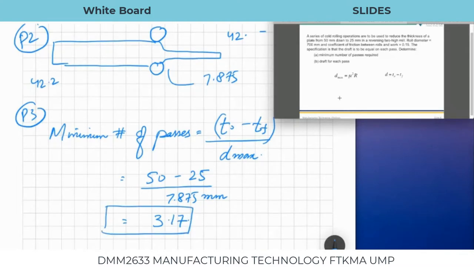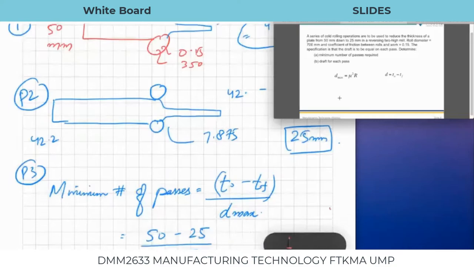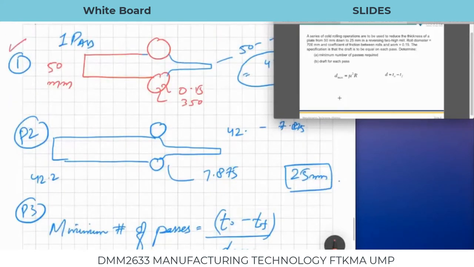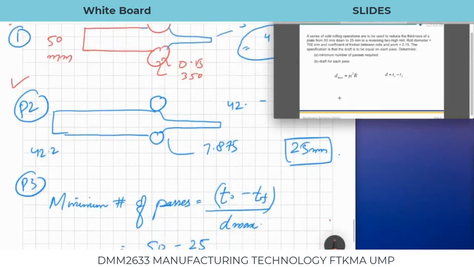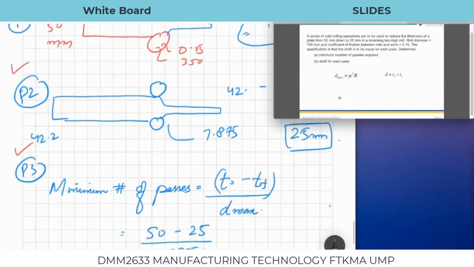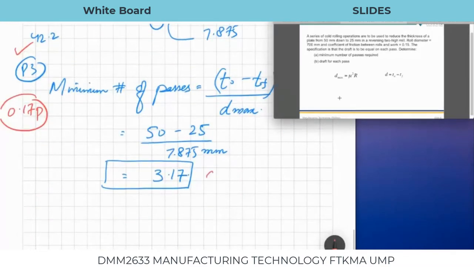But is it possible to have 3.17 passes? No, because we have one solid pass, then two solid passes, then a third solid pass. How can we have 0.17 of a pass? The remaining 0.17 pass cannot be done, so we take 3.17 as a minimum of 4 passes required.